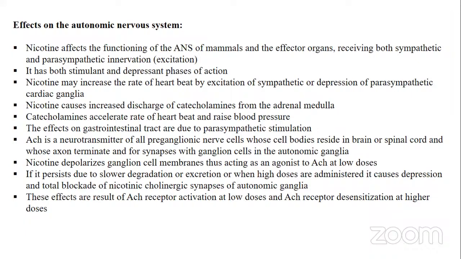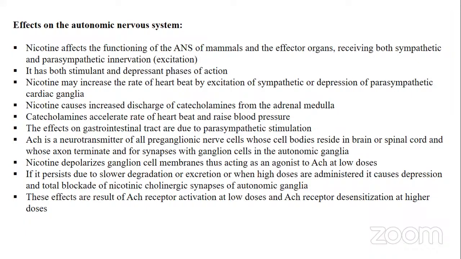The effects on the gastrointestinal tract are due to parasympathetic stimulation. Acetylcholine is the transmitter of all preganglionic nerve cells whose cell bodies reside in the brain or spinal cord and whose axons terminate and form synapses with ganglion cells in the autonomic ganglia.